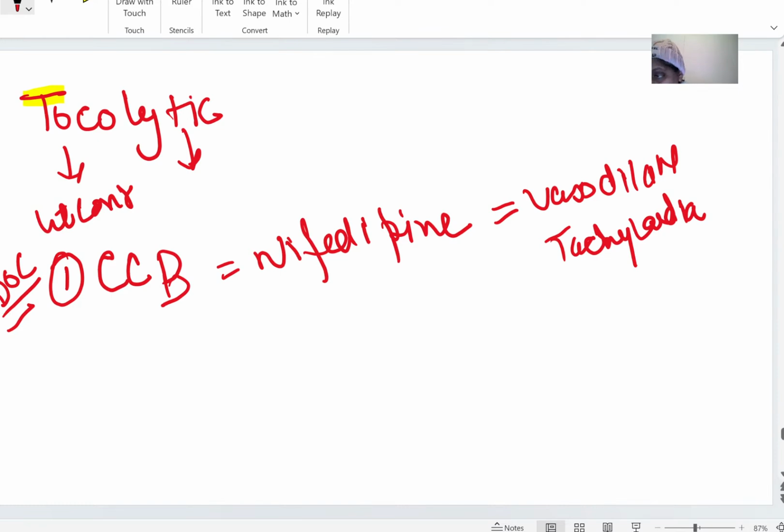nifedipine is. बेटा कॉन्ट्रासेप्शन में क्या समझ नहीं आया, पूरा रिपीट करना है.